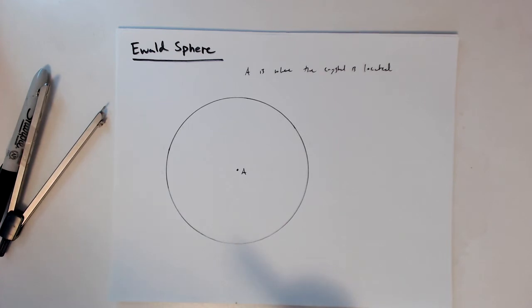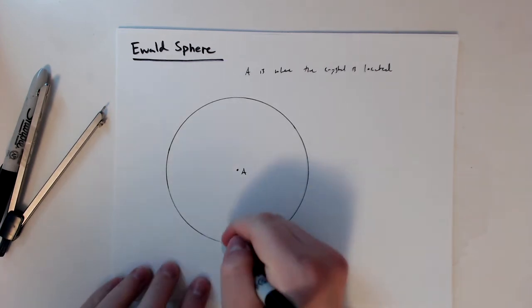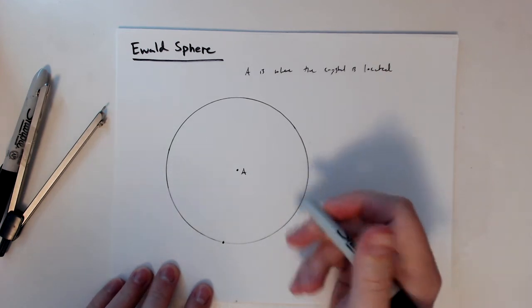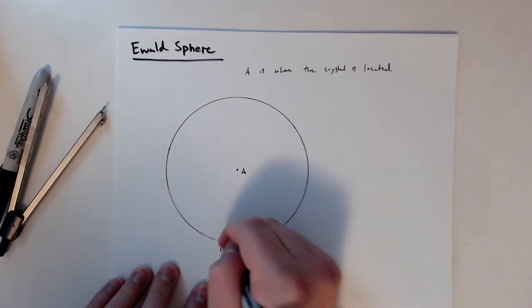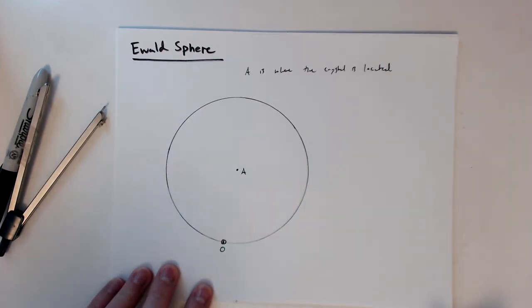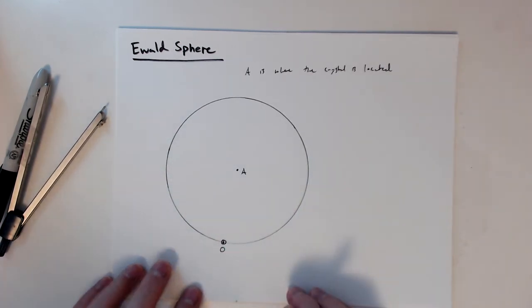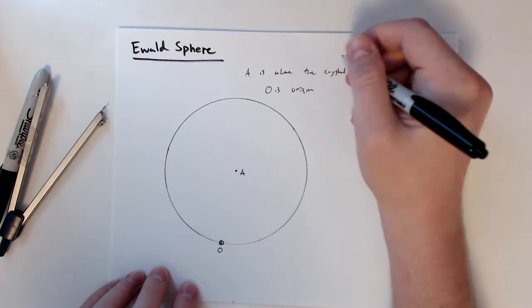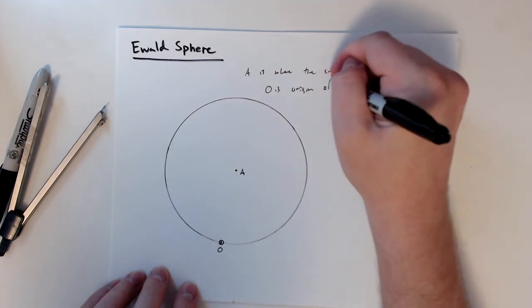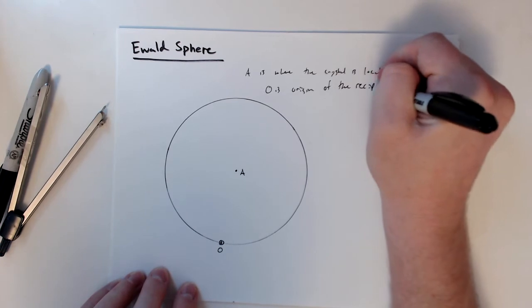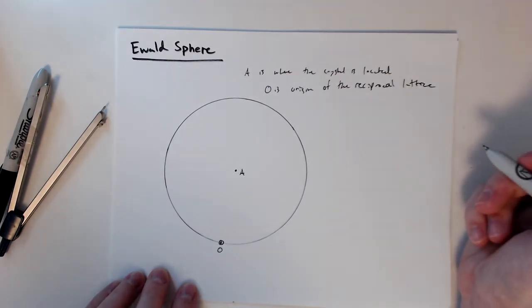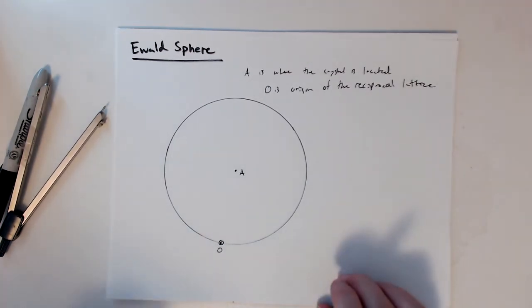So I have my position A, the center of the sphere, where the crystal is located, and then I'm going to go to this point on the edge of the sphere, and this is going to be my origin. I'll put two circles so you can see that that's the origin. O is the origin of the reciprocal lattice. Those are the two points.